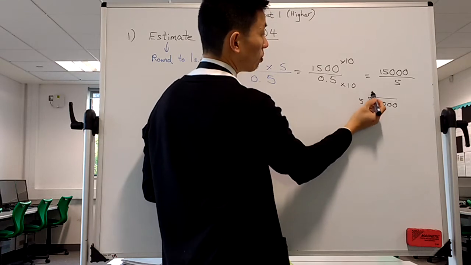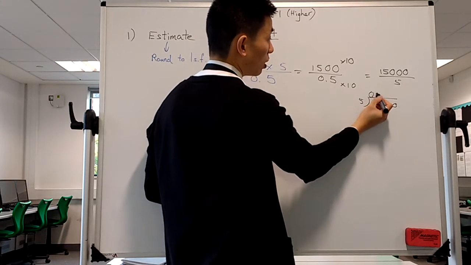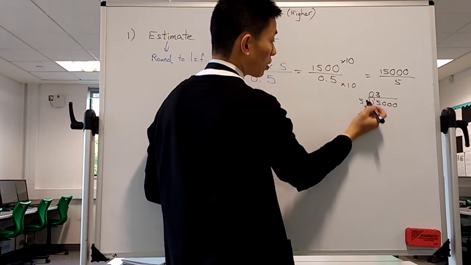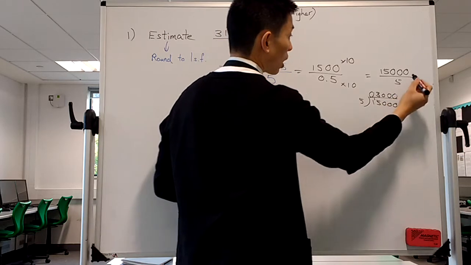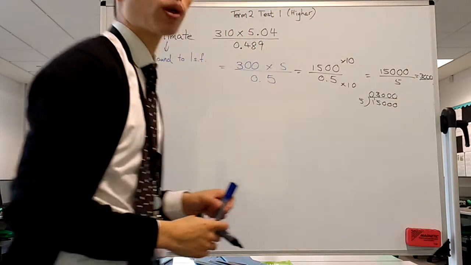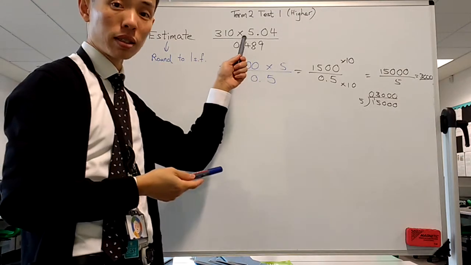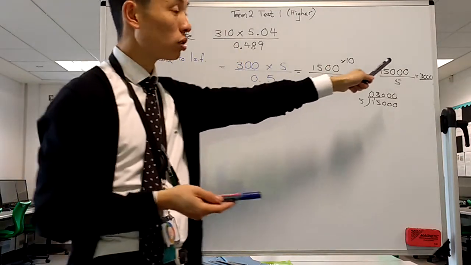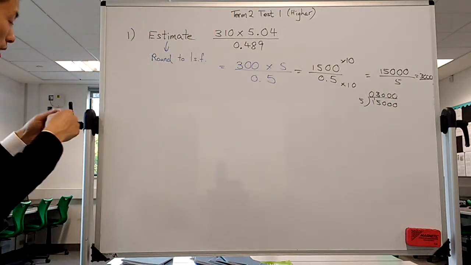5 going into 1, none, and 1 left. 5 going into 15, 3 times, nothing left. So 5 going into 0, 0, and 0. So therefore, it is 3,000. So for the first question, the answer is 3,000. That is the estimate of the calculation, and it will give you a sum of 3,000. Number 2.